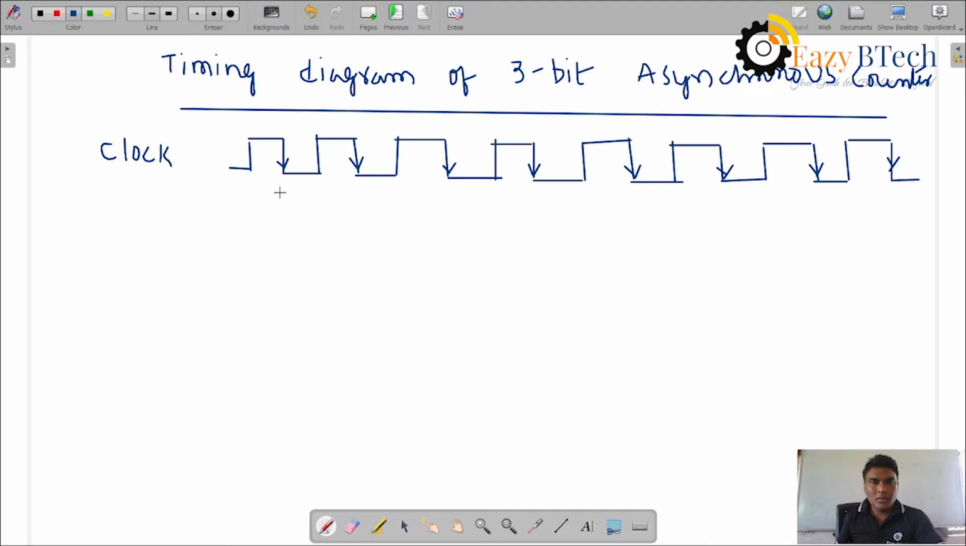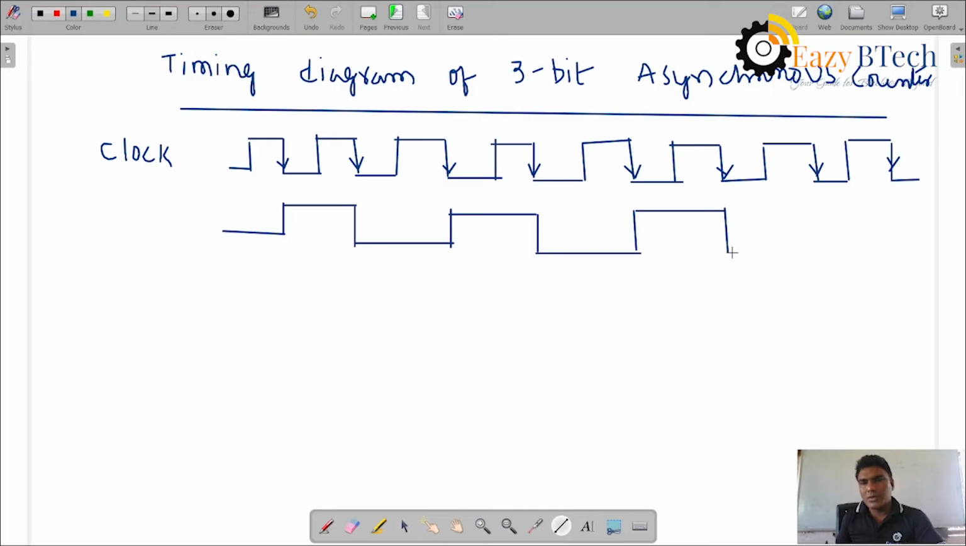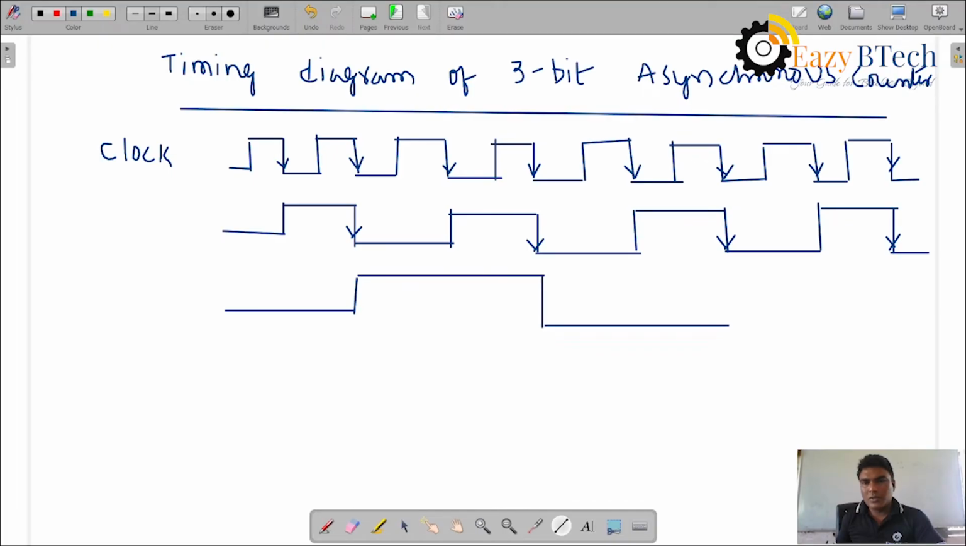Now for the first one, Q naught. Q naught will change from here. As the clock pulse is applied, Q naught is changed. Now here also we can take the falling edge. Again it will change at the falling edge of the pulse.